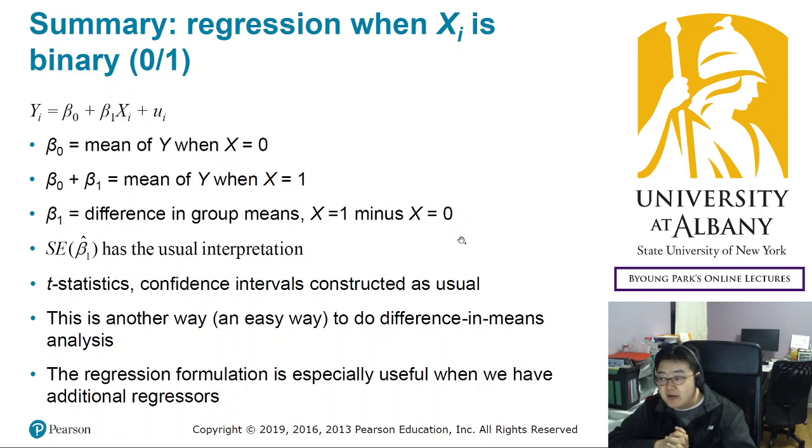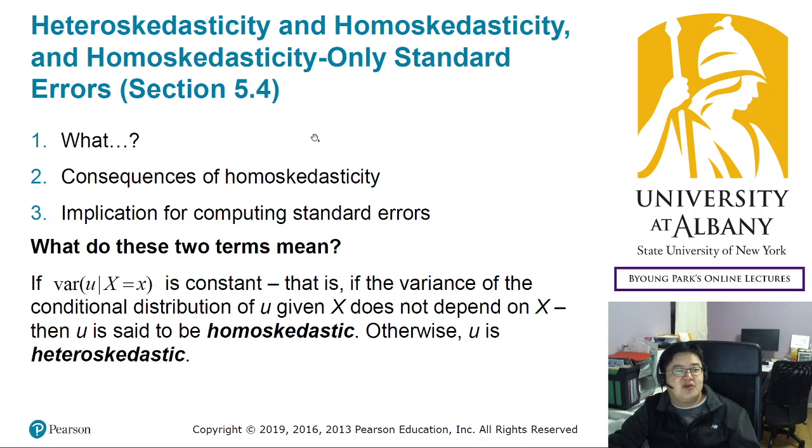Okay, this is it, and see you in the next lecture. In the next lecture, we are going to see a more complicated topic. Can you read it? Heteroscedasticity, homoscedasticity. We are going to talk about this. It's maybe the most difficult term to pronounce in any economics course, I guess. So see you in the next lecture.